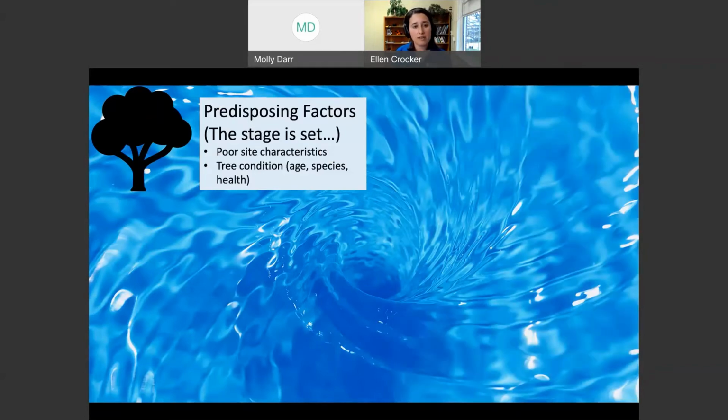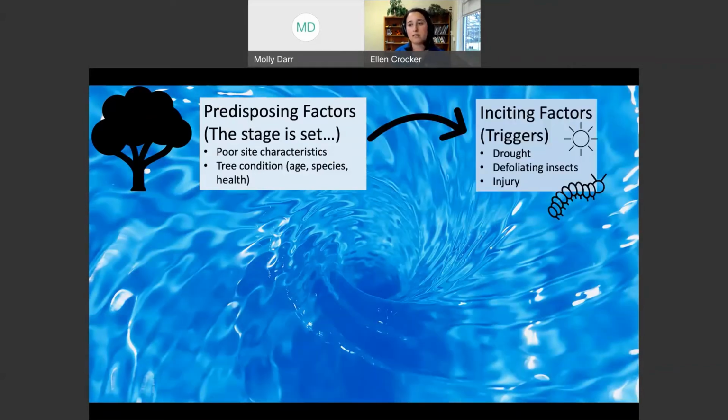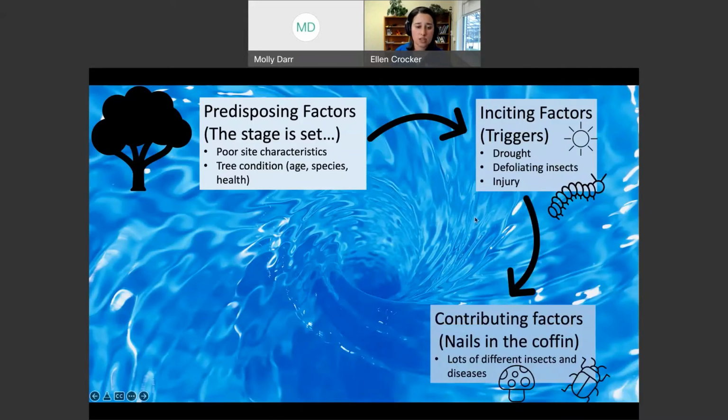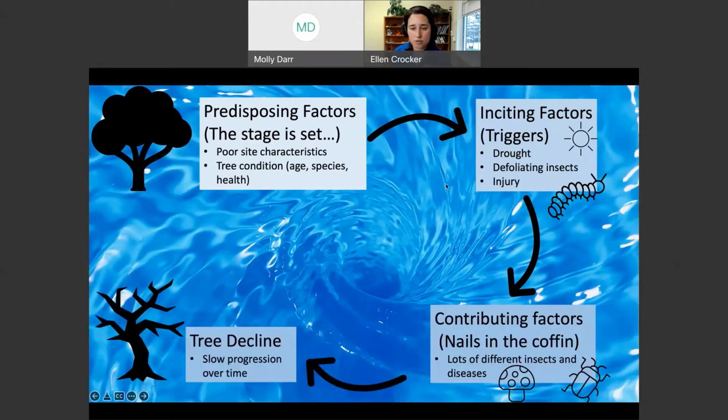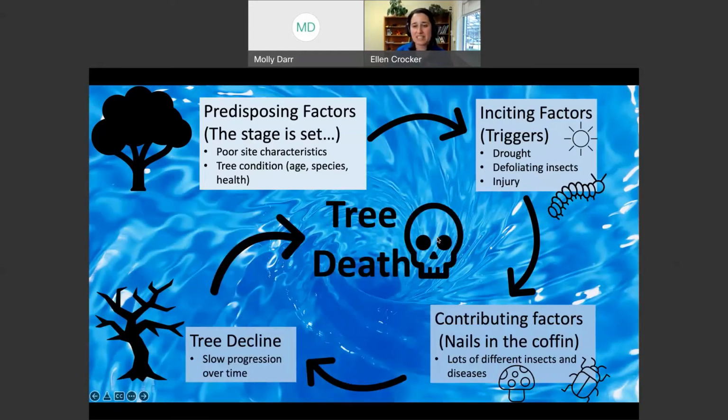Then you have some inciting factors, a triggering event: a drought, defoliating insects, injury, especially if you're in an urban landscape, that really stresses that tree out more. And then you have lots of contributing factors, these nails in the coffin, different fungi and insects that over time are going to cause that progression and things to get worse and worse. And basically, you're circling the drain. That is what this photo is meant to represent, that tree death is coming. It's just going to take time.